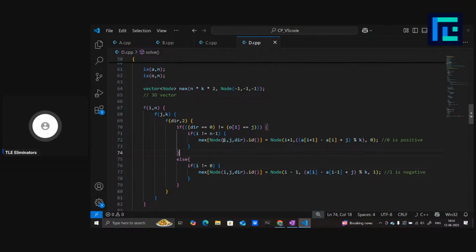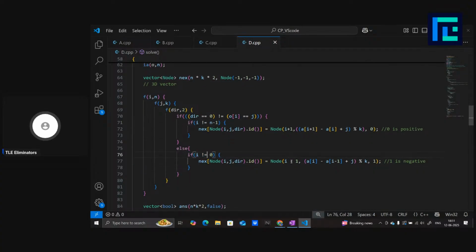So the next state of I comma j comma direction is I plus 1 comma (j plus distance) mod k comma 0, if we go in the positive direction. And if we go in the negative direction, then for I, our state will be I minus 1. Like next of I j dir will be I minus 1 comma (this distance plus j) mod k comma 1. 1 means negative direction, right?